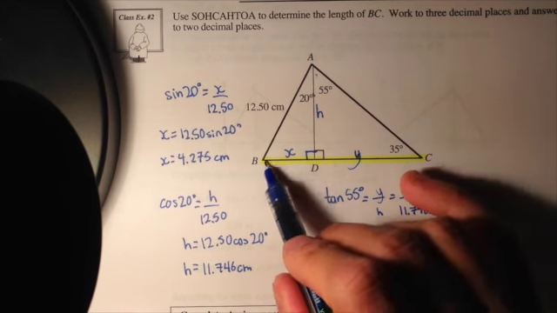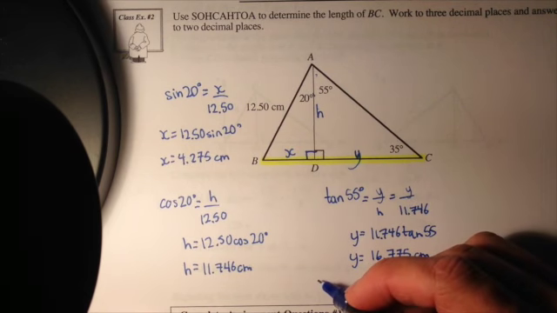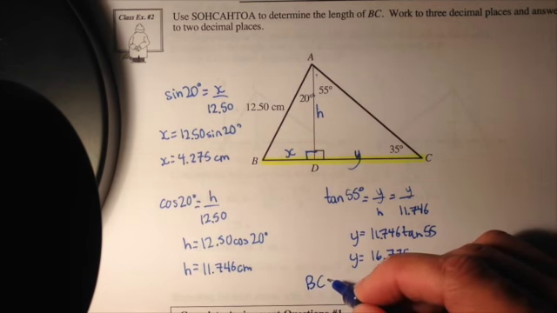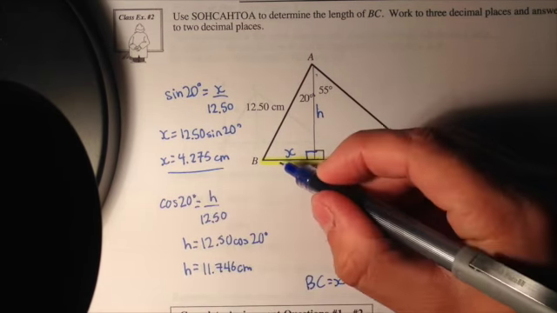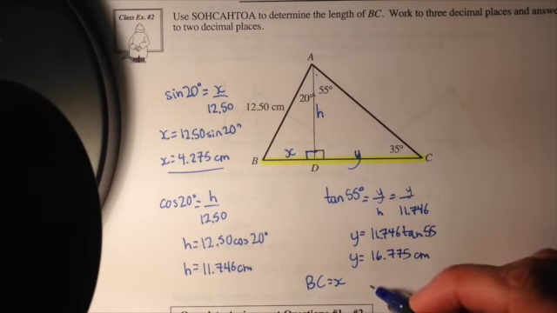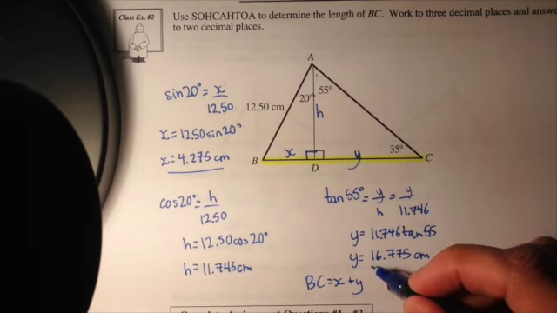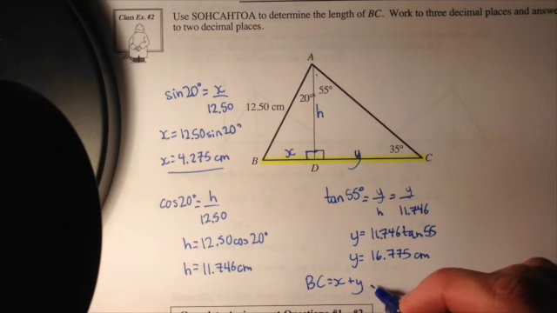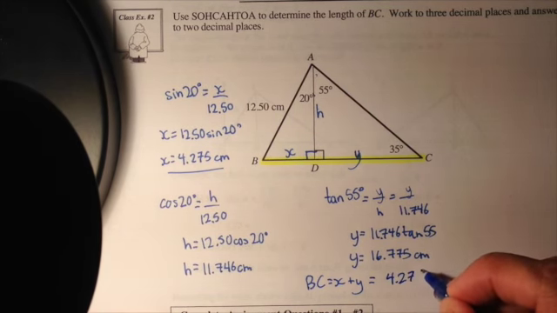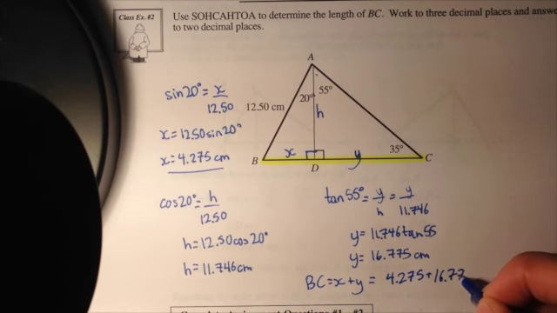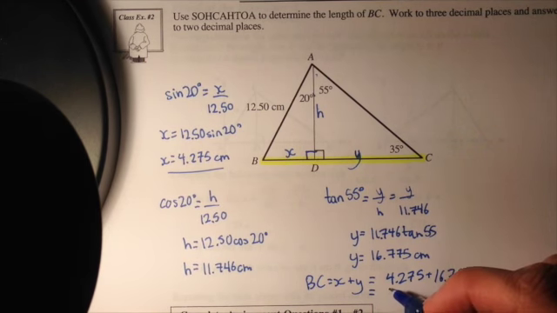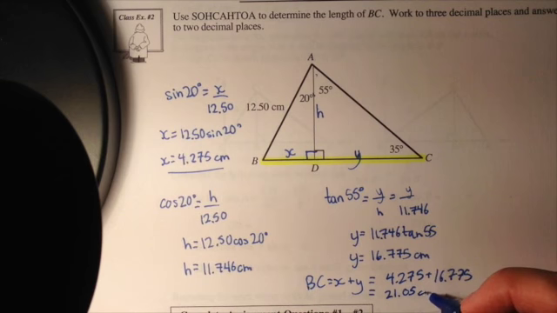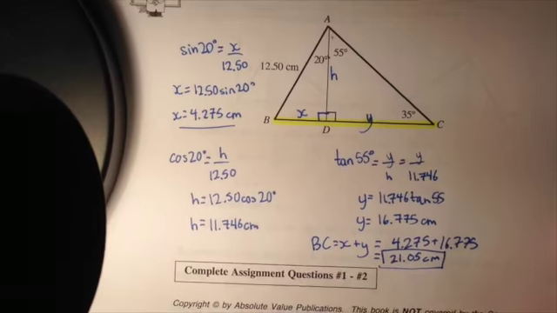But remember, we're looking for the length of BC. So in order to find length BC, we will have to add my x value, which was 4.275, plus my y value, which was 16.775. 4.275 plus 16.775 centimeters is going to give us 21.05 centimeters. And that is your final answer.